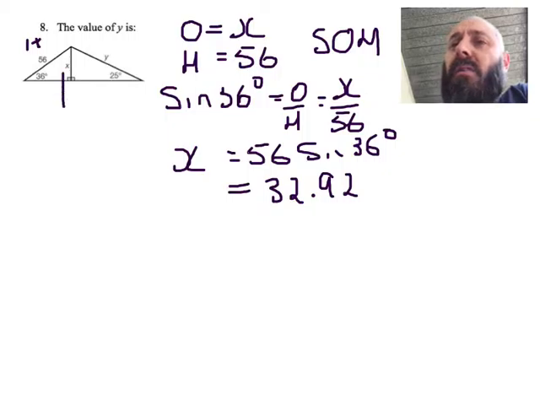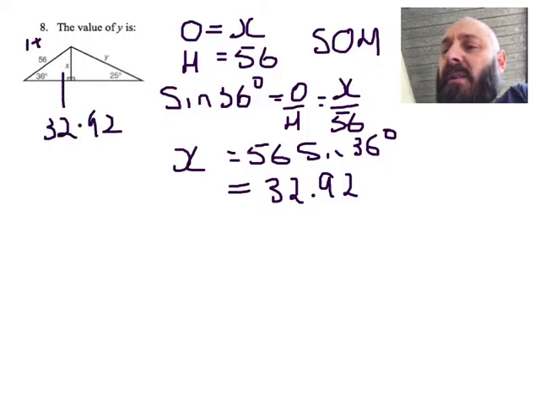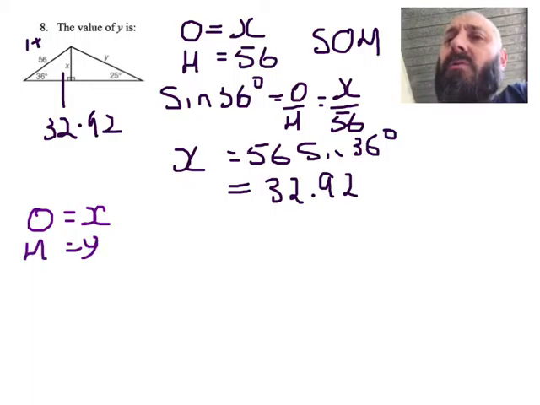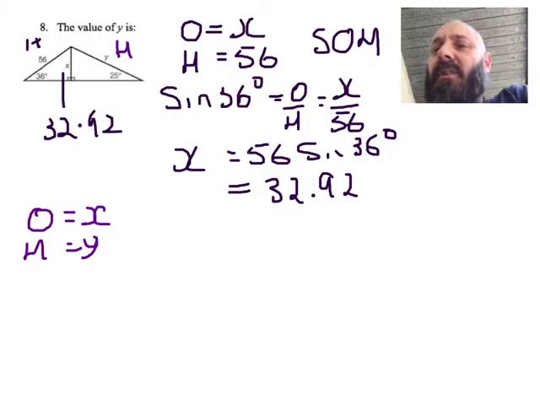Right, so we know that that one is 32.92, and then we play the game again. This time we look at the 25 degrees, and we see that the opposite is x, and the hypotenuse is y, and I'll just draw that up there. There's my second hypotenuse. Now O and H, wouldn't you know it, we can use our old friend sine.